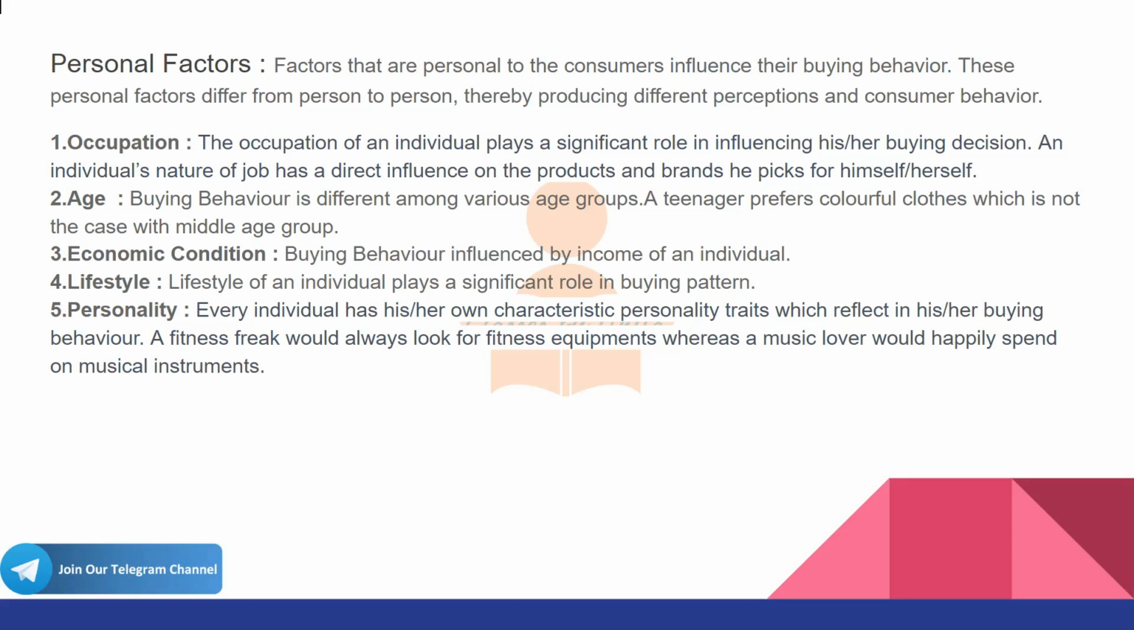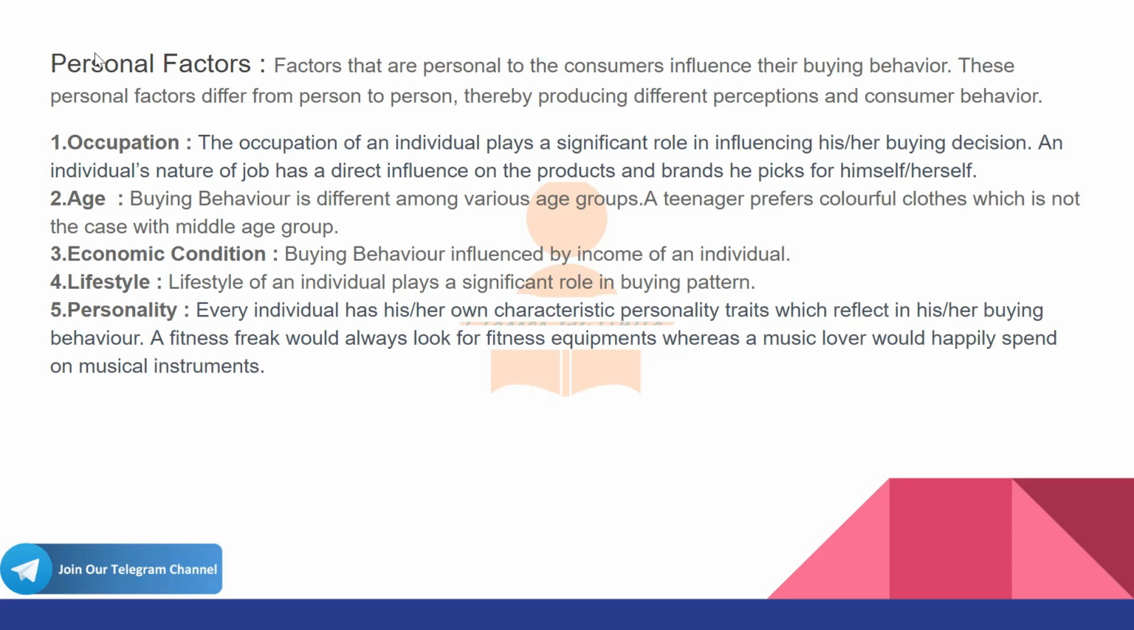Next is age. Buying behavior is different among various age groups. A teenager prefers colorful clothes, which is not the case with the middle age group. So, age is a very important factor in the buying pattern of consumers, and we can take a simple example. A bachelor spends lavishly on clothing, gadgets, bikes, etc., whereas for a newly married couple, the focus would be to purchase things for a new house or household furnishings. For a family with children, the buying pattern would be different because they purchase products to secure their family's future.